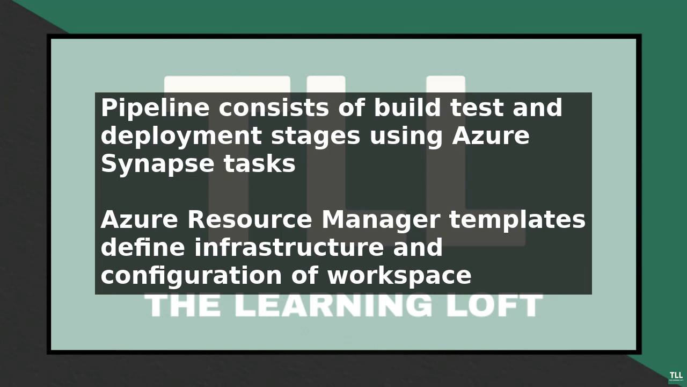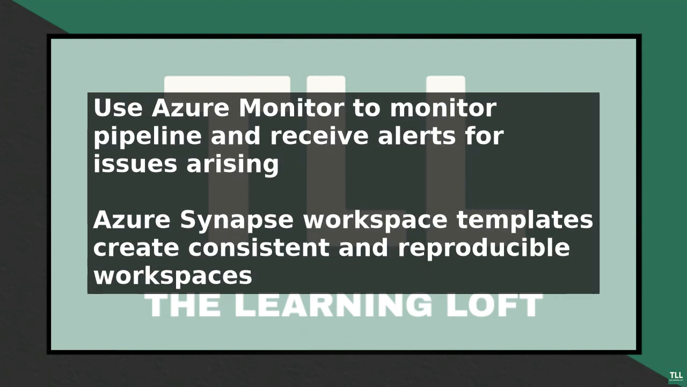Best practices for Azure Synapse DevOps integration include using version control, automating testing and deployment, and monitoring the pipeline. Use Azure Monitor to monitor the pipeline and receive alerts when issues arise. Additionally, use Azure Synapse Workspace templates to create consistent and reproducible workspaces.